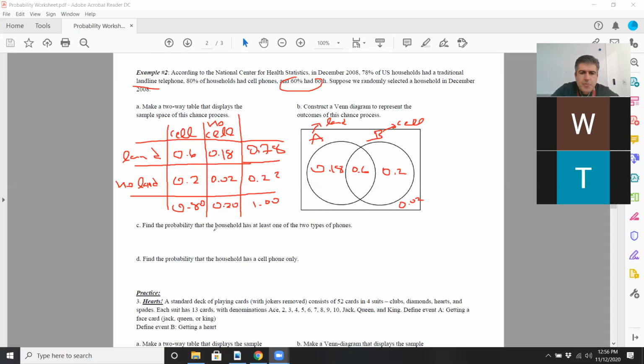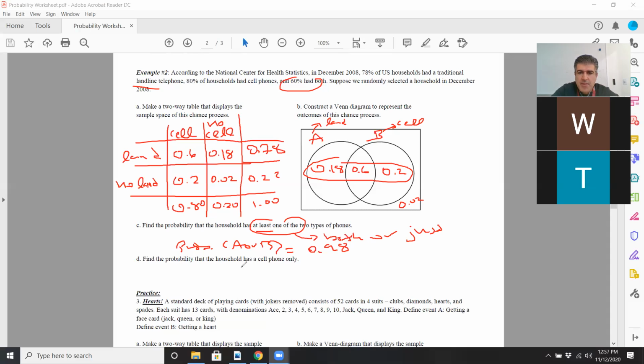So for C, find the probability the household has at least one type. So at least one type, that means they have both, or just one. So that's going to be the probability of A or B, which is going to be all this right here. So that's going to be 0.98. Because you could have just a landline or just a cell phone, or you could have cell phone and landline. You're looking at all three of those scenarios if they have the word at least. The word at least, it's very subtle, but it's very important.